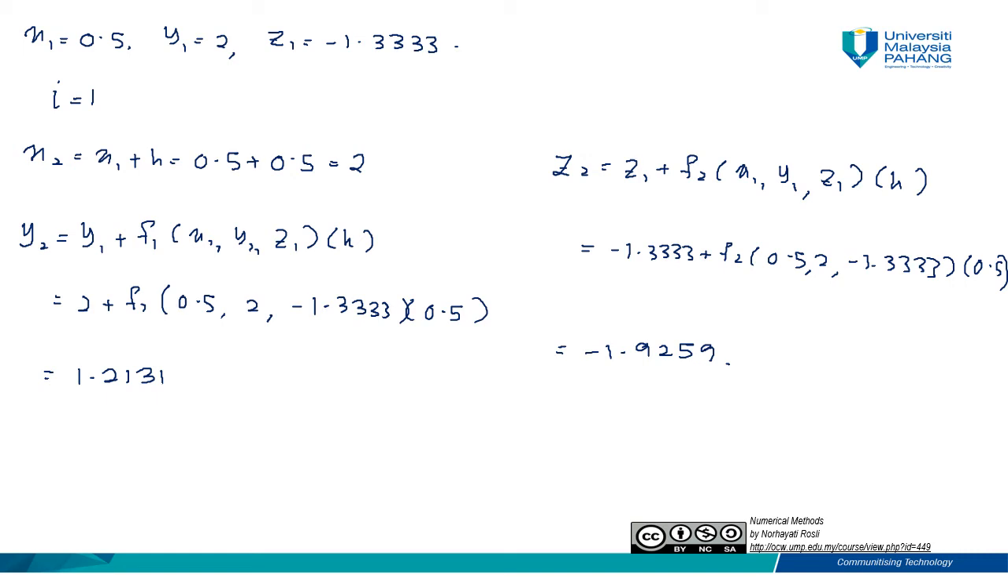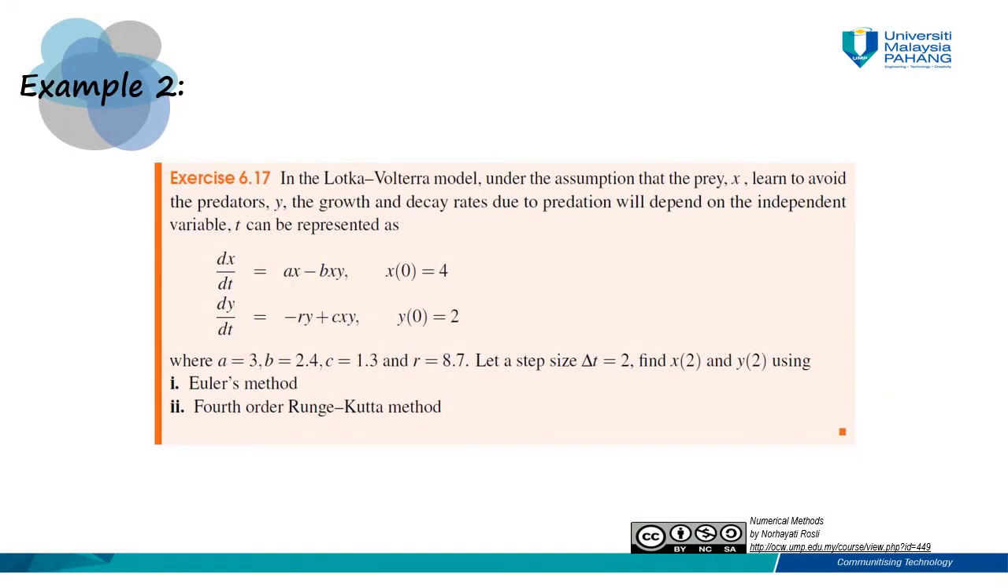Okay, so if we refer to our timeline again, we have values for x0, x1 and x2, we already calculated the values for y0, y1 and also y2, and we also have values for z0, z1 and z2. Okay, now let's try another example.